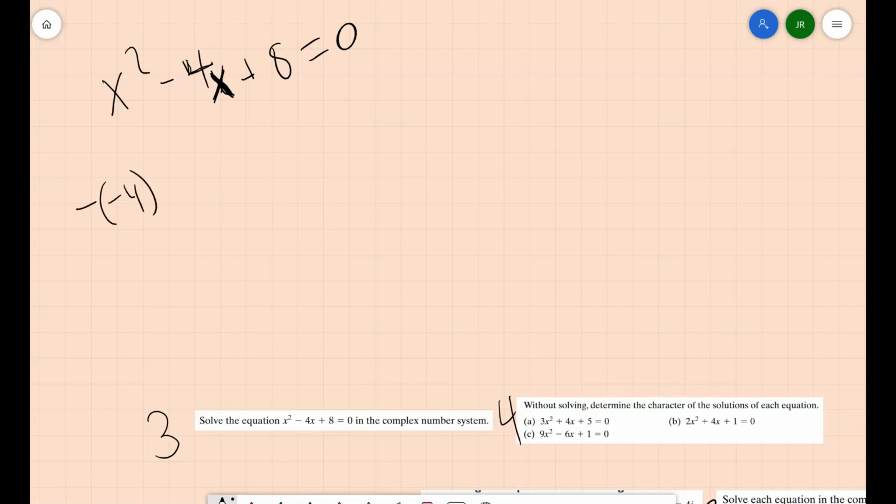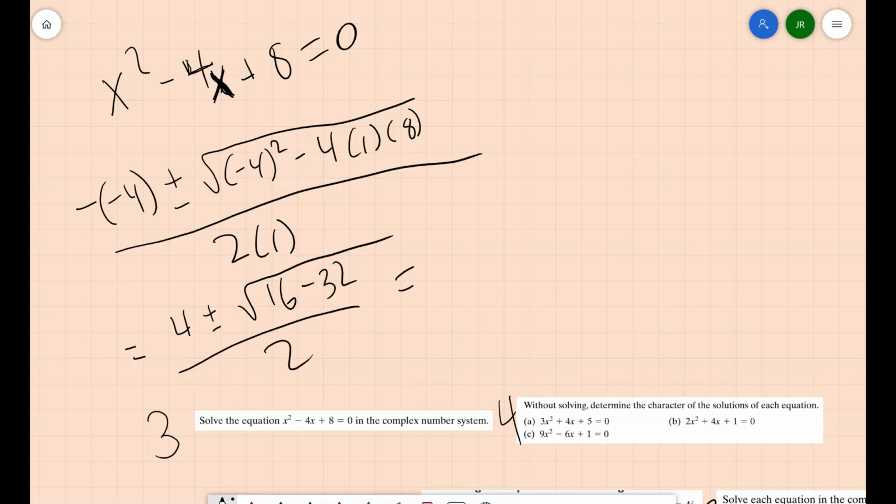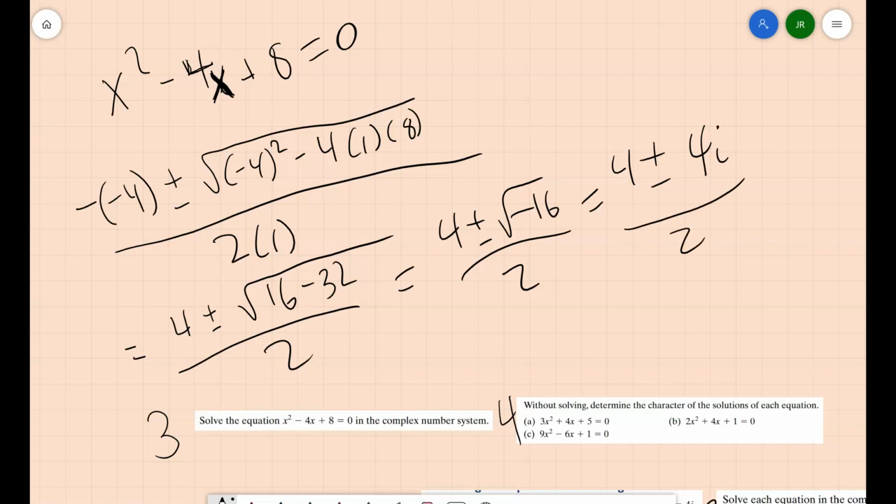Negative b, plus or minus square root, b squared minus 4ac, over 2a. So that's going to be negative negative 4, which is 4, plus or minus the square root of 16 minus 32, over 2. That's 4 plus or minus the square root of negative 16 over 2. That is 4 plus or minus, what's the square root of negative 16? Well, it's 4i is what it is, over 2. And then this will reduce, divide them all by 2. Divide the 4 and the 2 all by 2, and you get 2 plus or minus 2i over 1. I don't have to put the over 1, so 2 plus or minus 2i. All right.